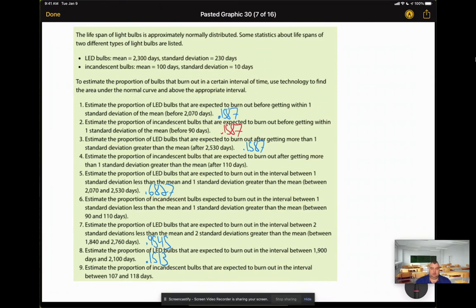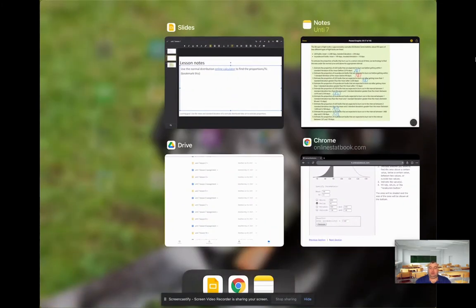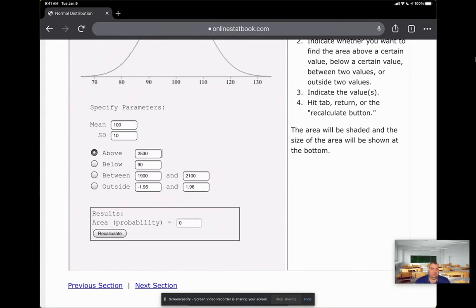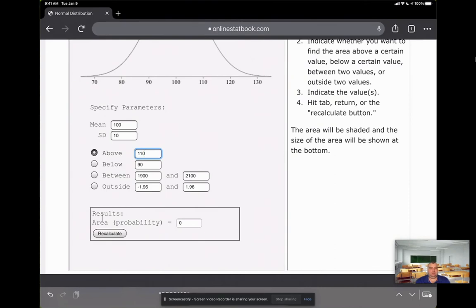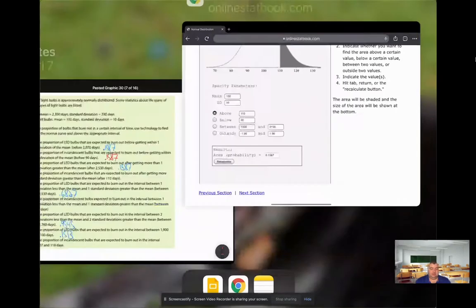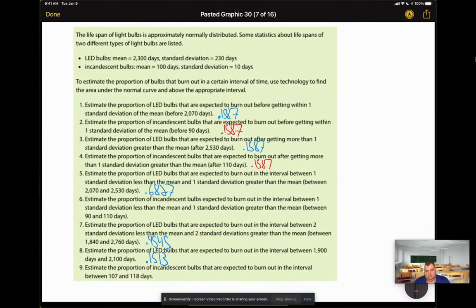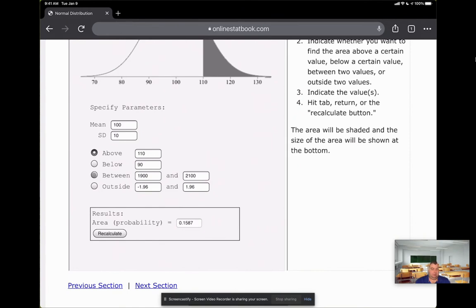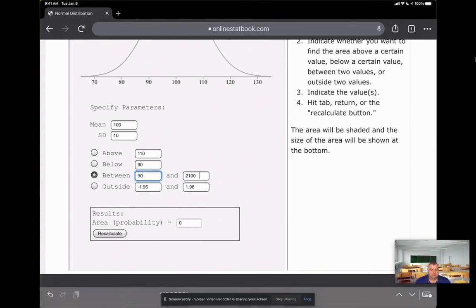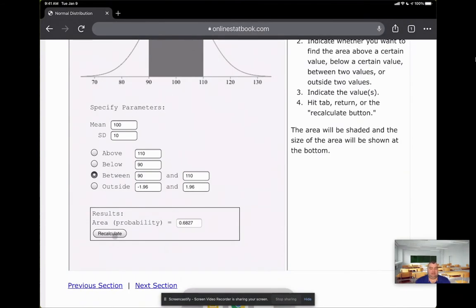And coincidentally, I get a similar answer to what I got before of 0.1587. Okay. Jumping ahead to number 4, estimate the proportion of incandescent light bulbs that are expected to burn out after 110 days. So after 110 days would imply above, 110. And again, I get the same answer, coincidentally, of 0.1587. Okay. Number 6, now we're looking for the proportion between 90 and 110. So between 90 and 110. And I get 0.6827.